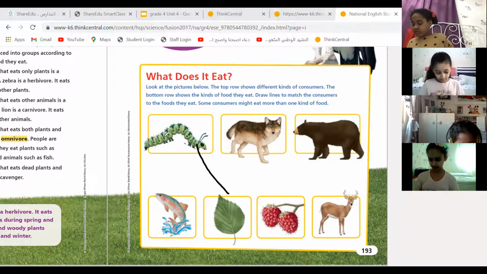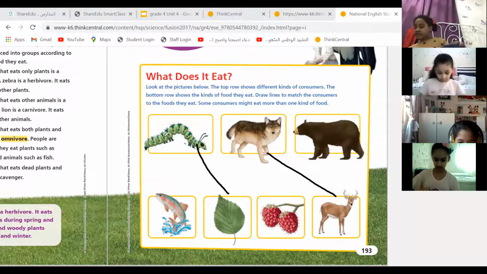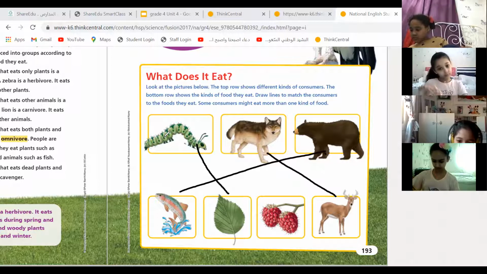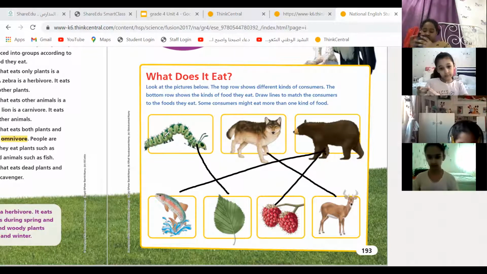What about this wolf? This wolf will eat what? A deer. Excellent. Maria, what about this bear? The bear would eat the fish. Only the fish? No, and the berries. And the berries. Excellent. Really? Berries? Yes, thank you, Maria. Okay, Talia, can you tell me an insect, what do I call it?